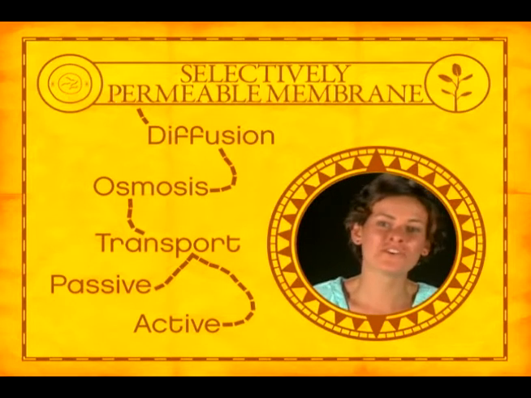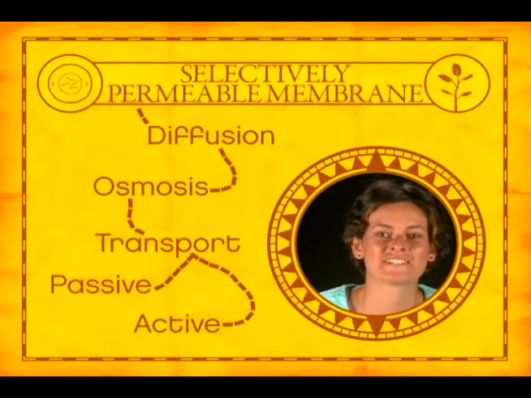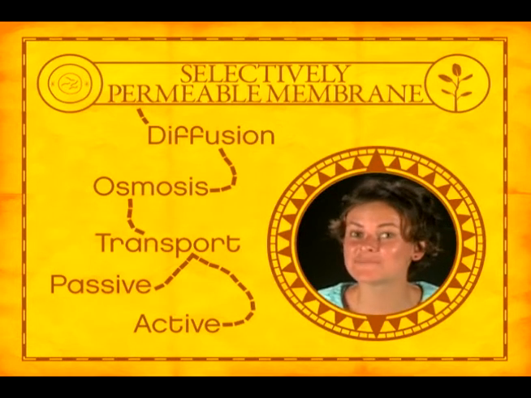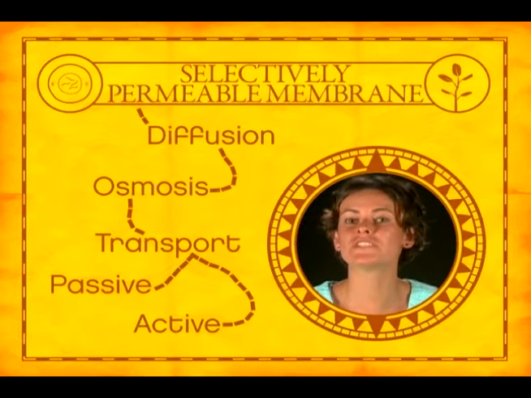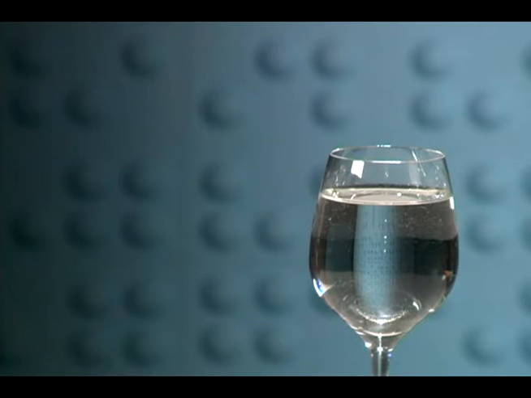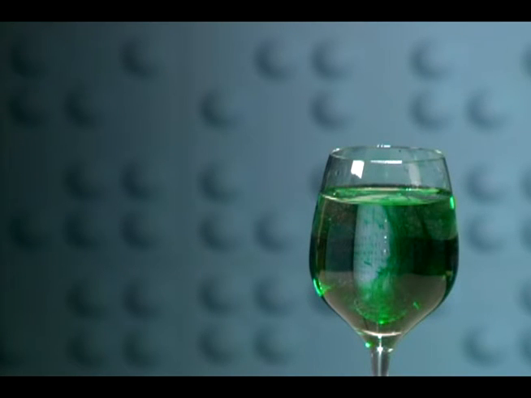Where are we going with this? We're going to look at 3 cool ways in which a selectively permeable membrane lets substances in and out. These processes are diffusion, osmosis, and transport, either passive or active. Diffusion. Diffusion is when small molecules move from an area of high concentration to an area of low concentration. It's like a drop of food coloring plopped into a flask of water. The dye moves from an area of high concentration, the big blob, to an area of low concentration, all the water in the flask.